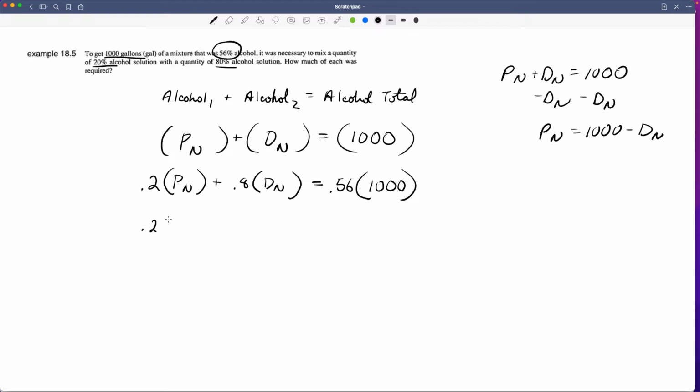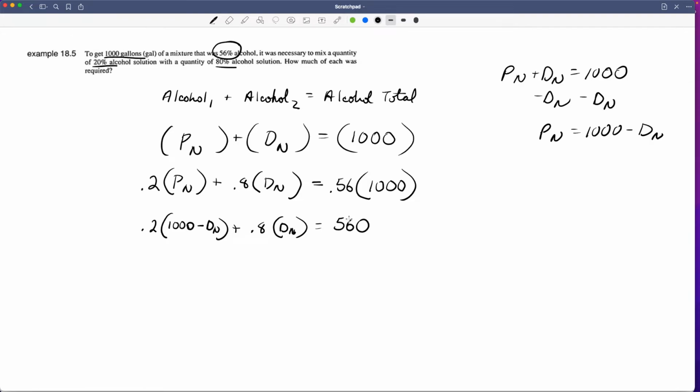So 0.2 times the amount poured in, which is 1,000 minus Dn, plus 80% times the amount that was dumped in, is equal to 0.56 times 1,000. Okay, which if I go ahead and do the math here, I know that's going to be 560, because we moved the decimal place twice, so that'd be 560.